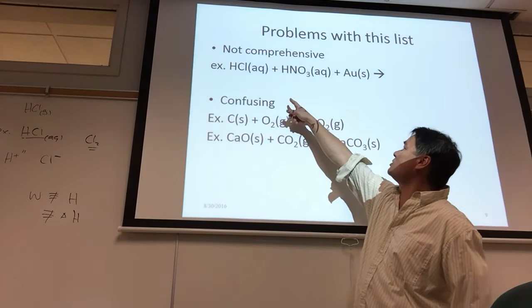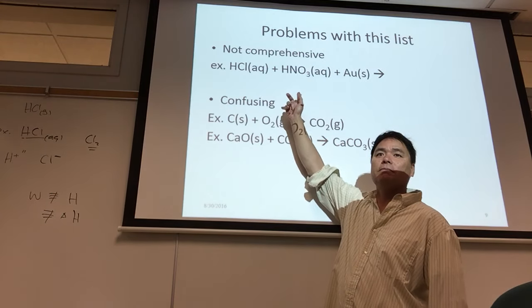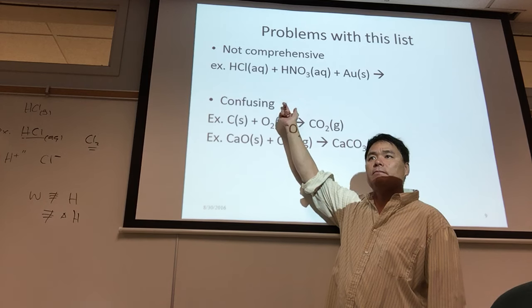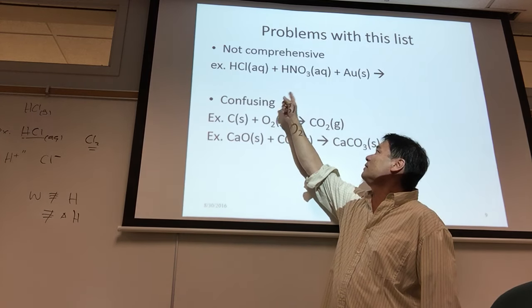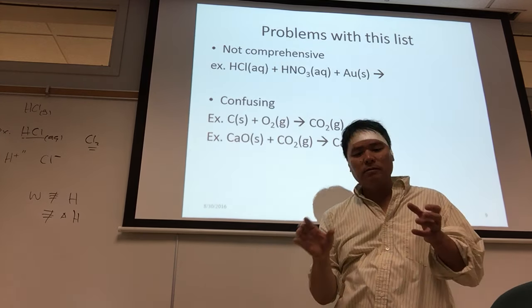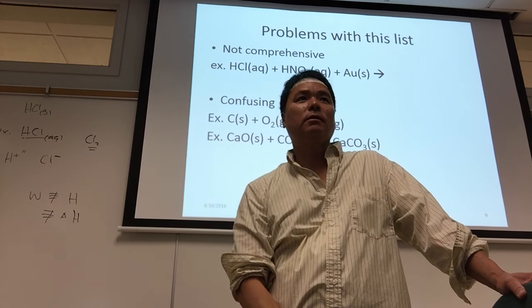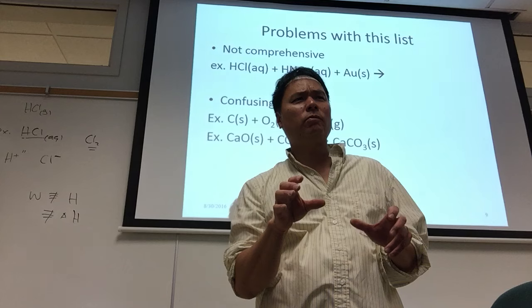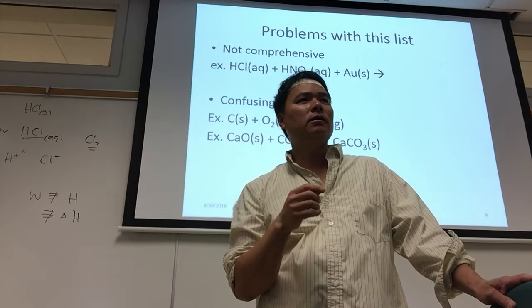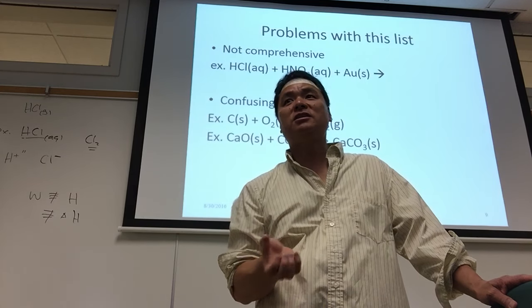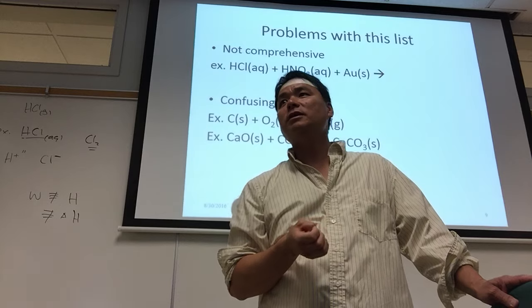This is a very famous reaction. Do you know what this reaction is called? A combination of HCl and HNO3, the mixture of these two acids, is called aqua regia. Aqua regia means royal water. And the special property of aqua regia is it dissolves gold. Why does it dissolve gold?